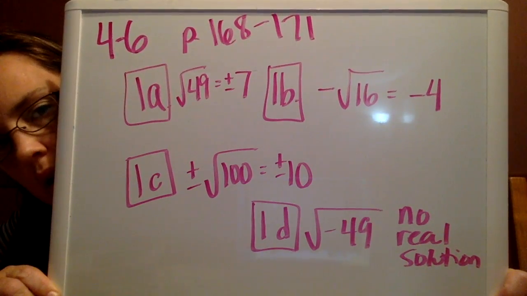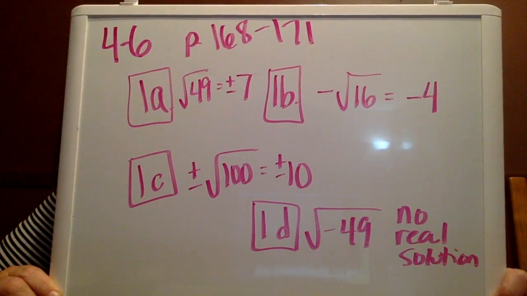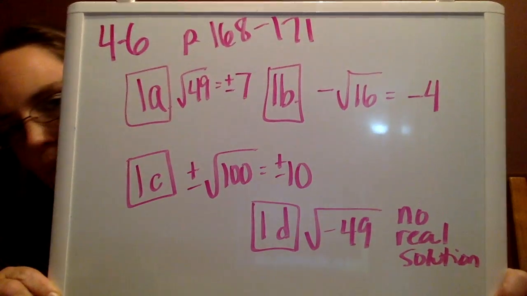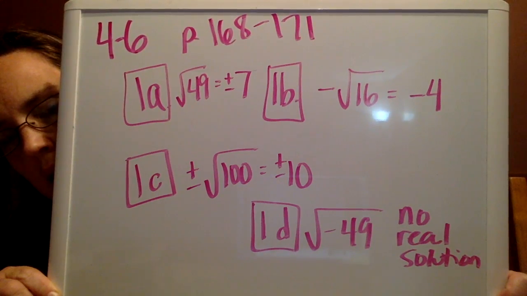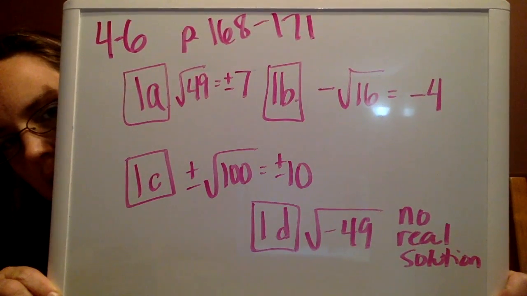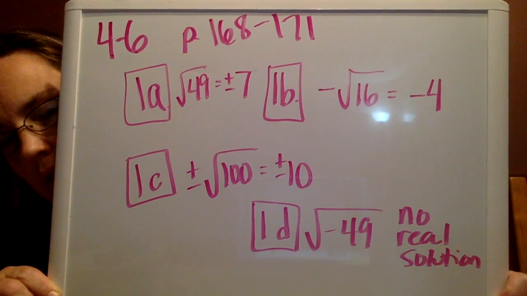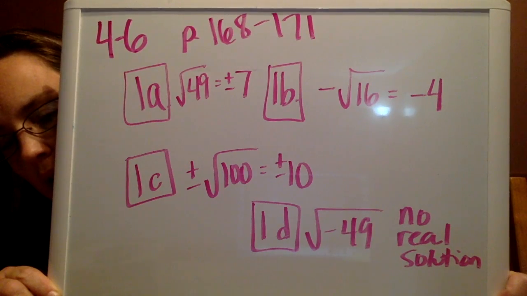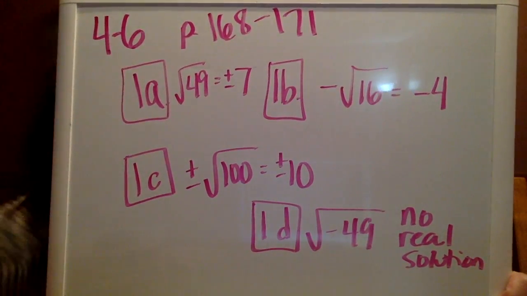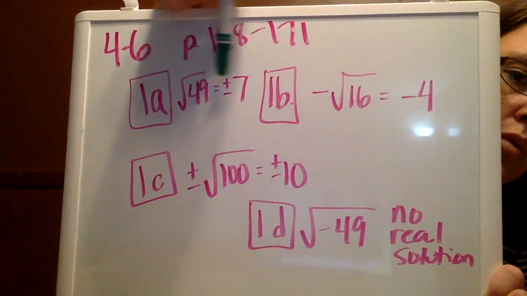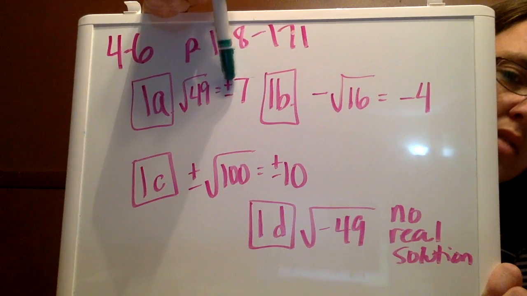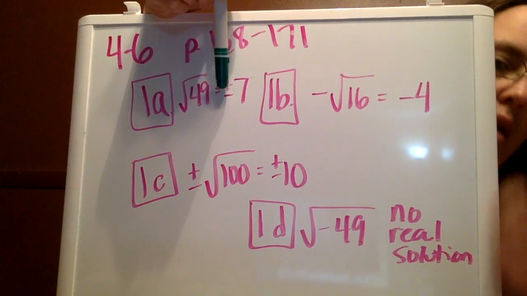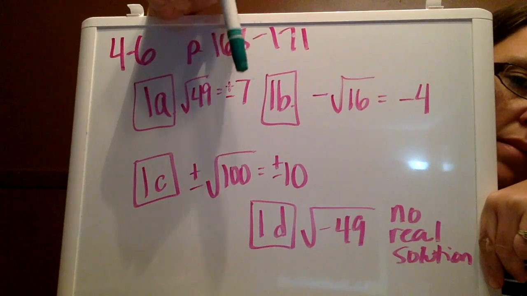But anyway, on page 168 at the bottom, you have example 1, very straightforward, finding the square roots of perfect squares. So 1a is 7, and remember that 7 times 7 is 49, but also negative 7 times negative 7 is also 49. Normally, if the problem doesn't have the plus and minus in front of it, you're just going to usually put the 7 without that plus and minus. So not too worried about that, but just so you know.